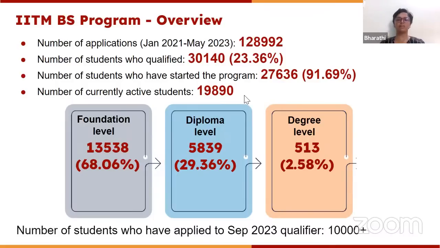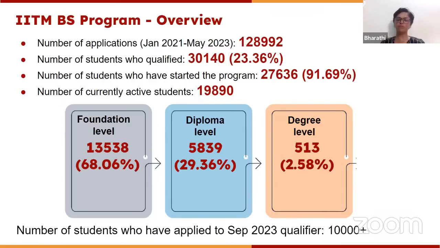And in the last 2.5 years, the total number of applications that we have received for this program is about 130,000 that you can see here. Out of those, those who wrote the qualifier exam and actually passed it is about 30,000. And currently around 22,000 students study in the program. If you see the foundation level and diploma level, about 68% to 70% is in the foundation level, about 30% is in the diploma level. The degree level is just 2.5% because like I said, we are only 2.5 years old.